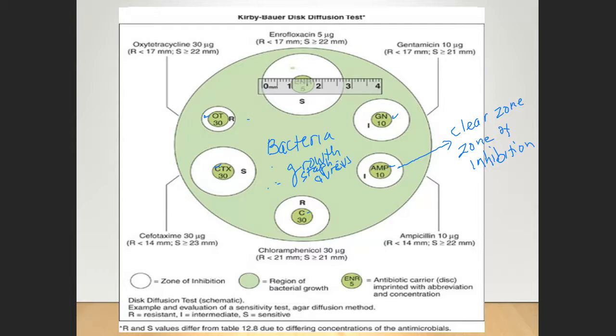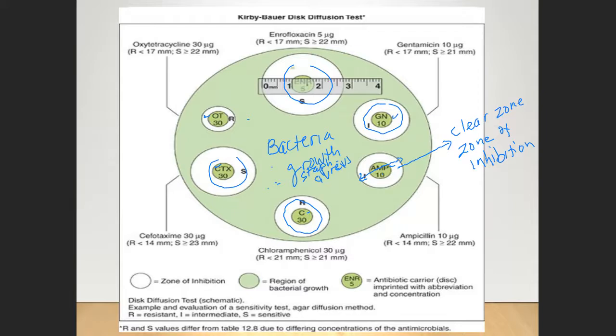What does this mean? In this clear zone over here, there is no bacterial growth. Because of what? Because this drug actually kills bacteria in this area. So you see this area is clear, this area is clear, clear area, right? This clear area means that there is no bacterial growth. So we can measure this clear area by using a ruler, for example. The wider the area, the more effective the drug is going to be.